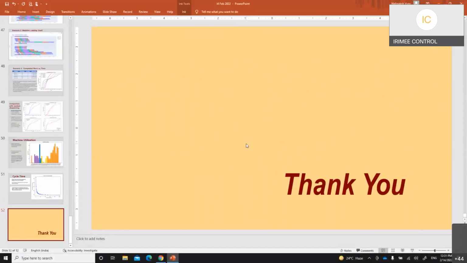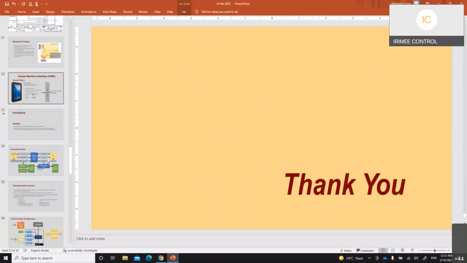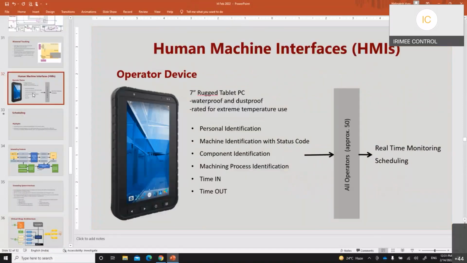As I understand, the operator on the machine is trackable, but in general, all the other staff working in the workshop, can they be tracked? Yeah, they can be tracked through this operator device. These industrial devices would cost around 90,000 to a lakh each, rugged devices. And they can be customized, in fact.